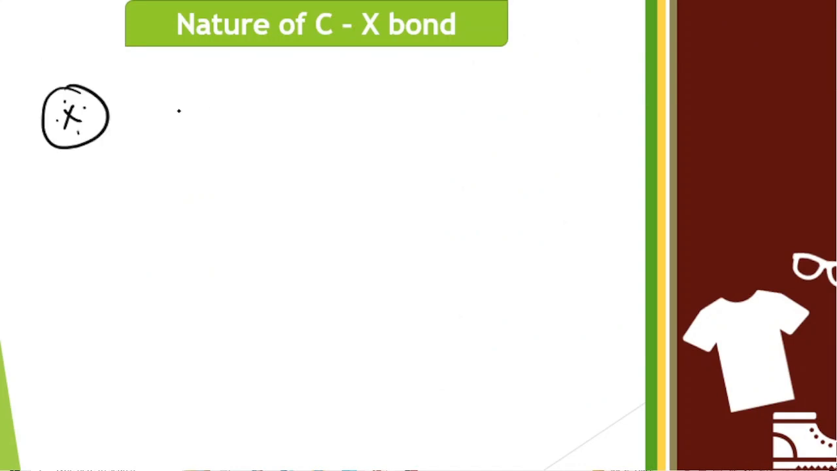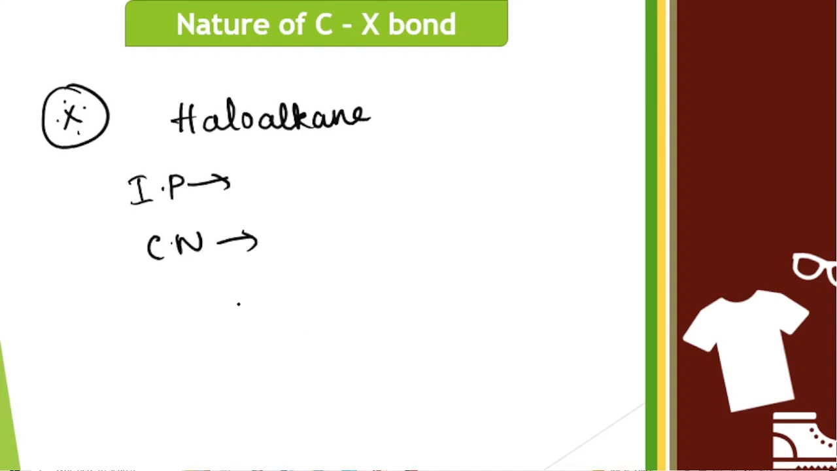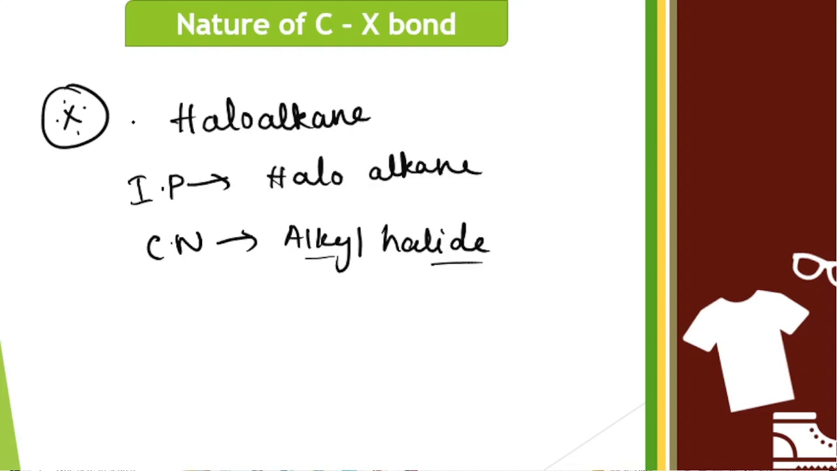So for haloalkanes, whenever you write the IUPAC name and common name, one important thing must be followed. When you write the common name, you should write it as alkyl halide, that is, your alkyl group should come first and then the halide, like propyl chloride. If it is the IUPAC name, you will write it in the form of haloalkane. This is the important thing, you can note it down.